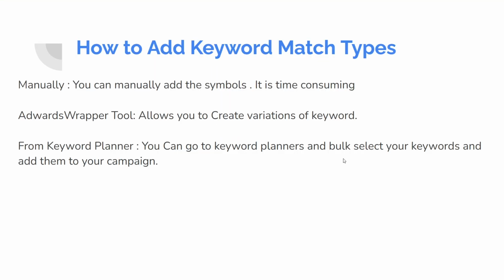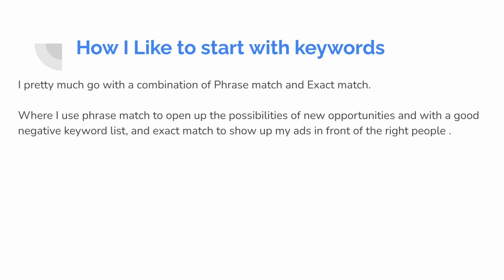The other option is from the keyword planner itself. You can go to your keyword planner tool, select your keywords and then add them into your campaign. So this is how I like to start with keyword match types. I pretty much go with a combination of phrase and exact match, where I use the phrase match to open up the possibilities of new opportunities, with a good negative keyword list obviously, and the exact match to show up for the ads in front of the right people, right?